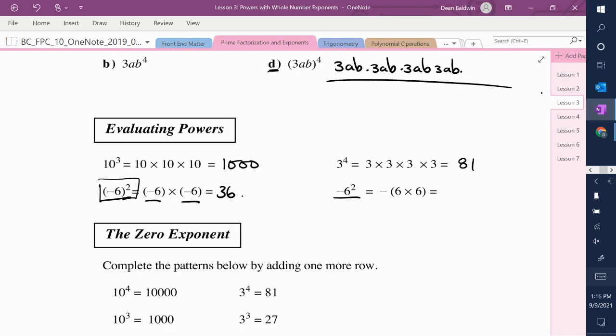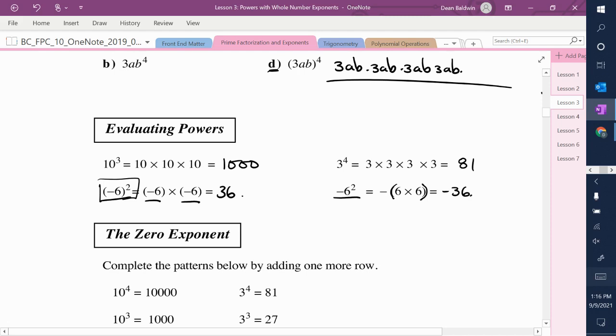Correct? This one, -6 squared. Now, this is the one people get wrong all the time. Okay? This means, this 2, because there's no brackets on it, like this one, this negative is not included with this square. So it means negative, bracket, 6 times 6, which is what? 36 with the negative there, so it's -36.